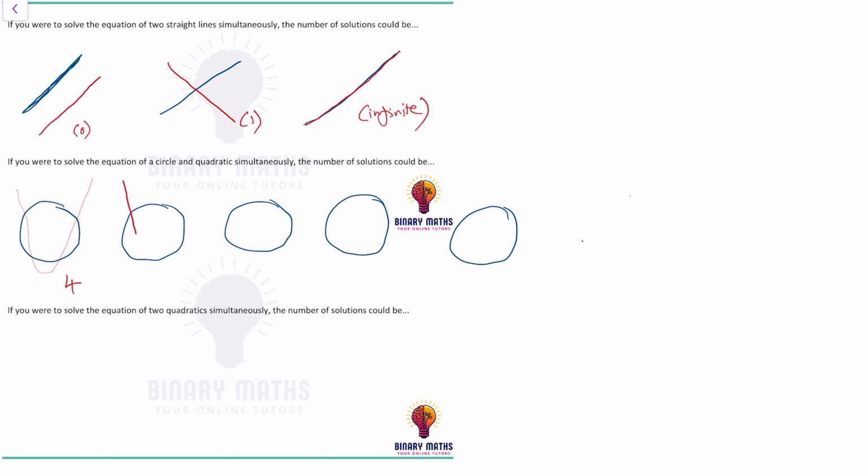I can have the scenario like this, where it touches it at one point there, so I get 3 solutions in this case. I can have this case where it crosses it at 2 points only. Or it touches it here, which means they have 1 solution. Or it doesn't touch at all, so it's somewhere floating above it, which means there's no solution. So just because you have a quadratic and an equation of a circle in front of you, it doesn't mean you're always going to get 4 solutions. Sometimes you're going to get 0, 1. So there are all these scenarios to consider.